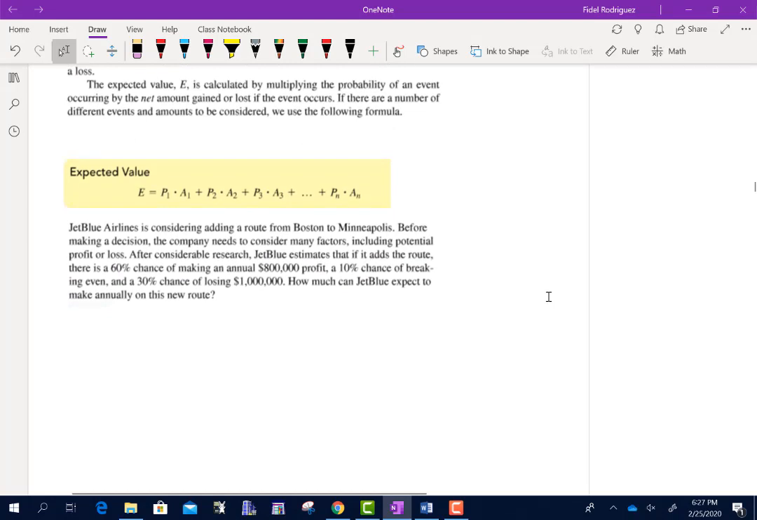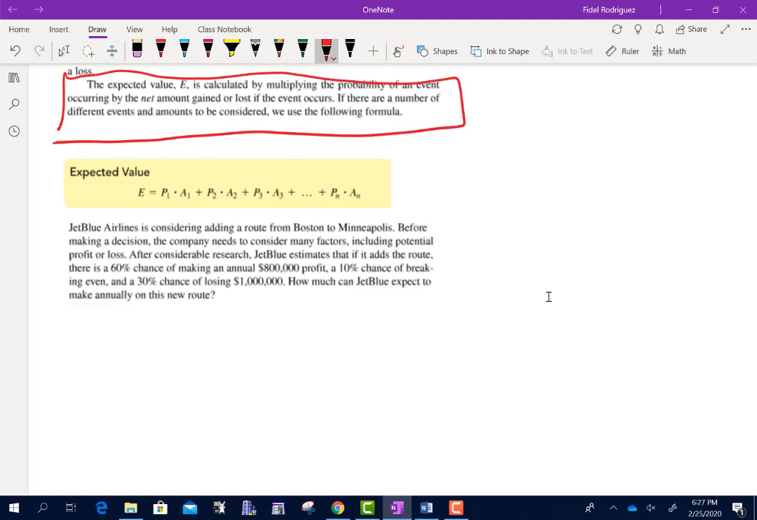Okay, so I am going to look at this paragraph right here though, and it says the expected value E is calculated by multiplying the probability of an event occurring by the net amount gained or lost if the event occurs. If there are a number of different events and amounts to be considered, we use the following formula. Okay, so here's my expectation or expected value formula.